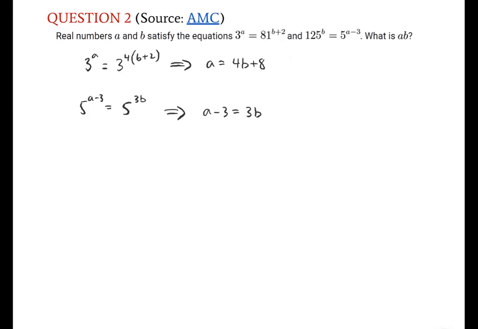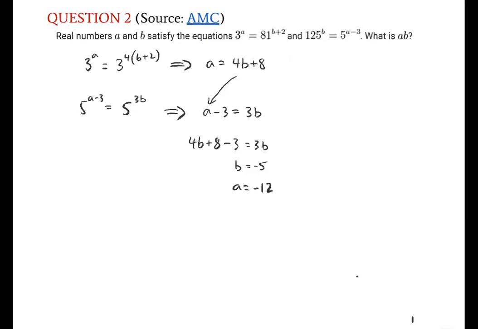Now we're going to use substitution to solve for b. We're going to sub in this thing for a. So we have 4b plus 8 minus 3 is equal to 3b. And we can solve for b, and we'll find that b is equal to -5. And then you can solve for a, plug it back in, and you'll get a is equal to -12.